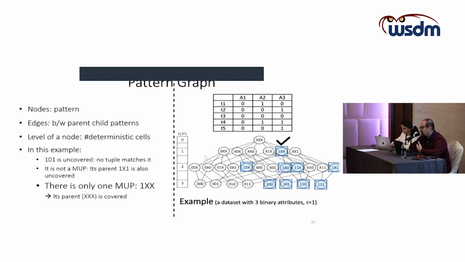And what does it say? It says that in this data set, there is no tuple for which A1 is equal to 1, independent of A2 and A3. Right? It doesn't have anything for which A1 is equal to 1. Okay.